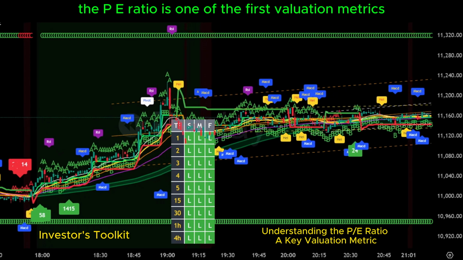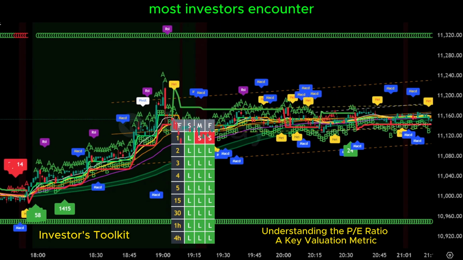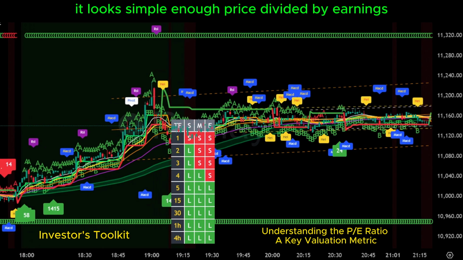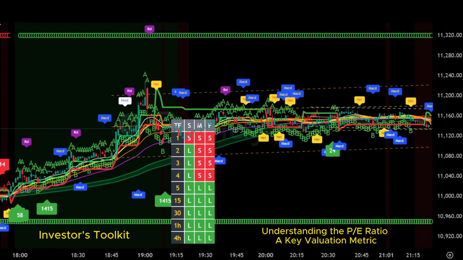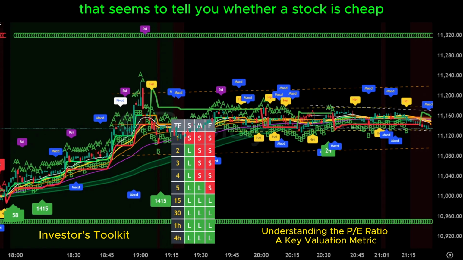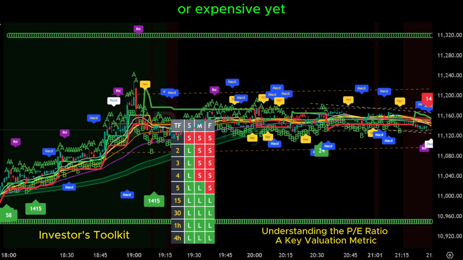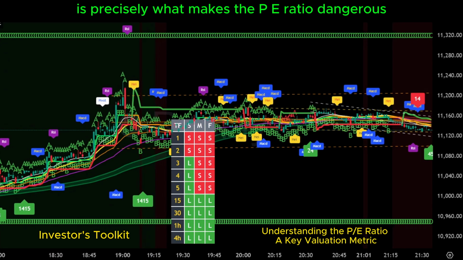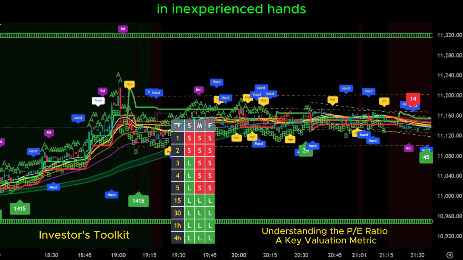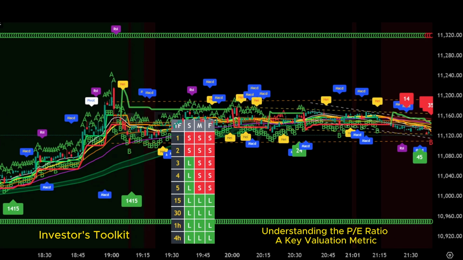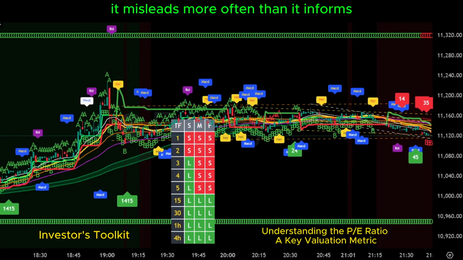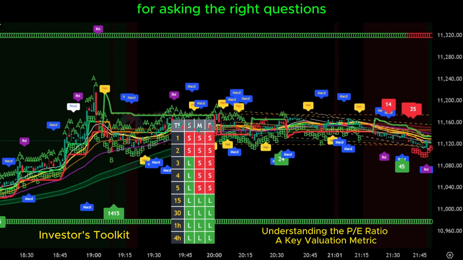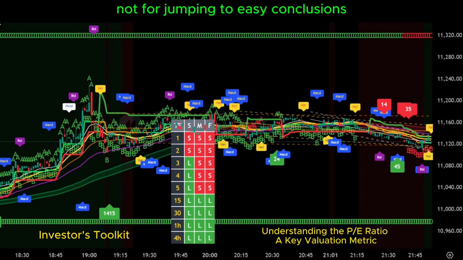The P/E ratio is one of the first valuation metrics most investors encounter, and also one of the most misunderstood. It looks simple enough: price divided by earnings, a single number that seems to tell you whether a stock is cheap or expensive. Yet this apparent simplicity is precisely what makes the P/E ratio dangerous in inexperienced hands. Used without context, it misleads more often than it informs. Used with understanding, it becomes a powerful lens for asking the right questions, not for jumping to easy conclusions.